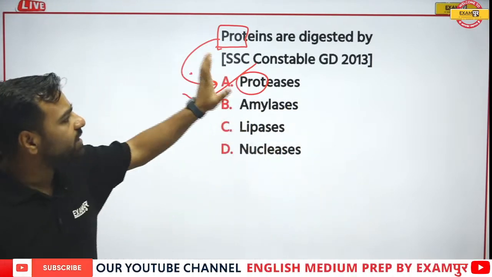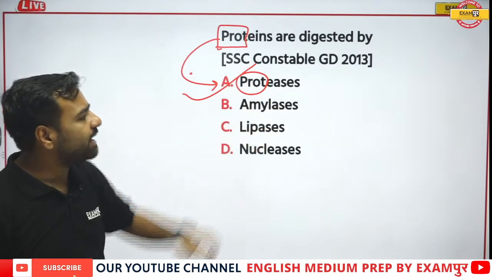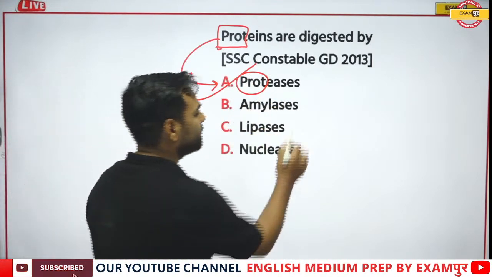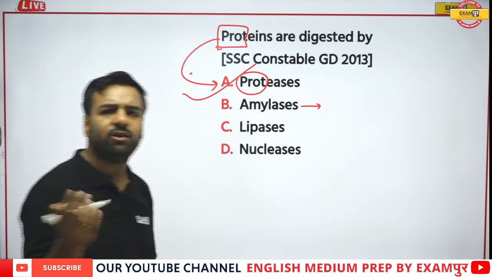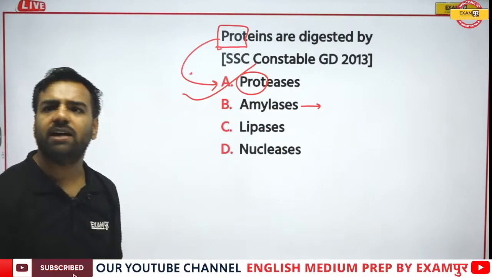Here, proteins are actually digested by proteases. Amylase is doing what we have discussed. It is helping in the digestion of carbohydrate, or the option may be there, starch.